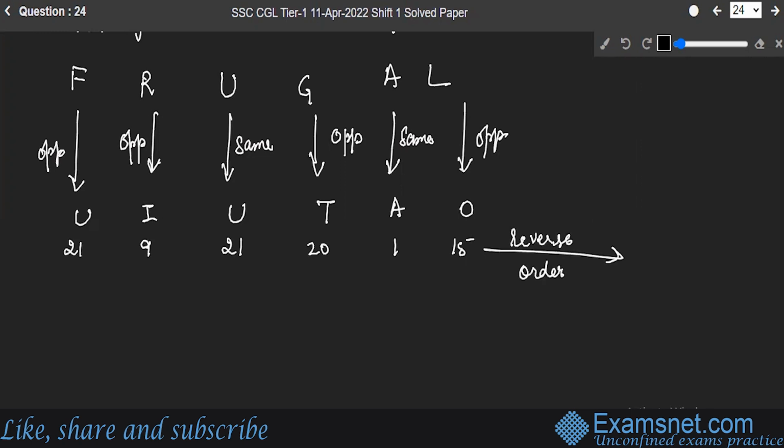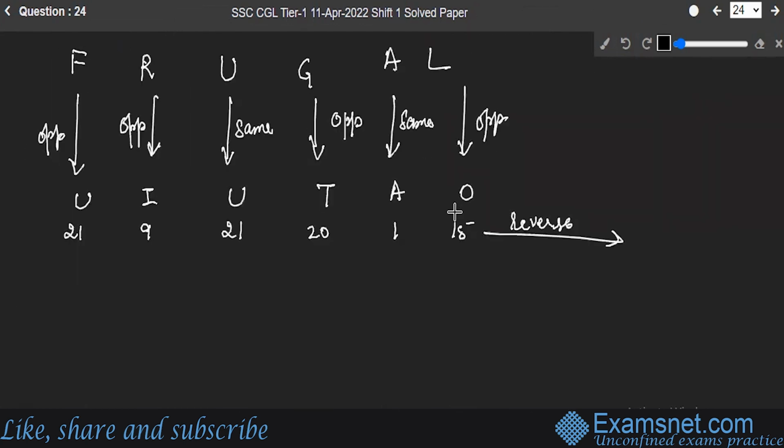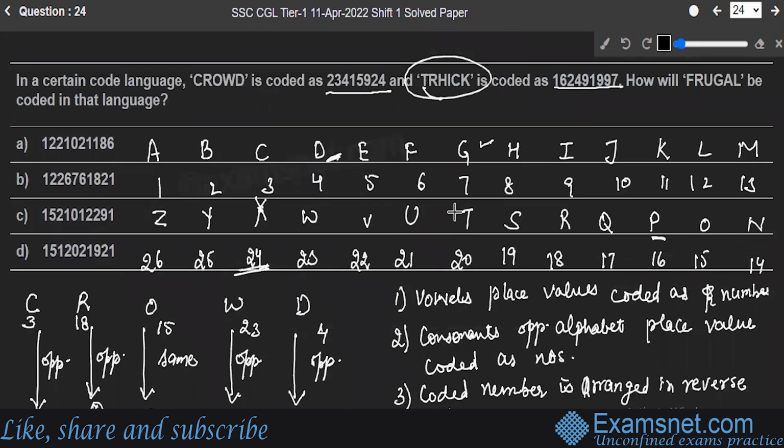So reverse order is, sorry, it's 15, 1202191. This is the answer. So 151202191 is the correct answer. Let's check out the options, which is the one. It is option D. So this option D is the correct answer for this question. Hope you are clear with this.